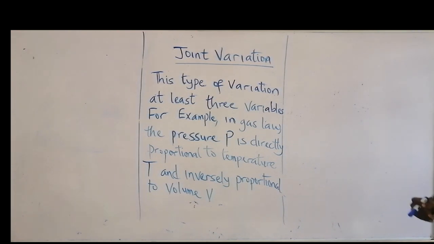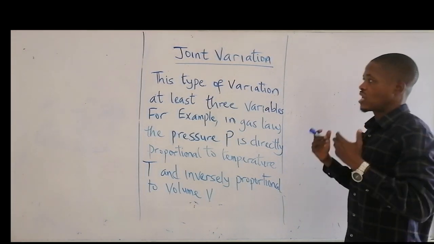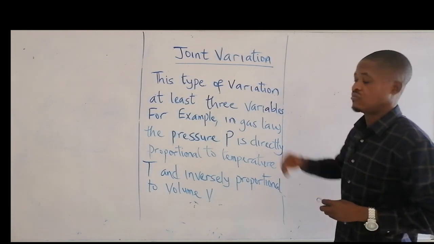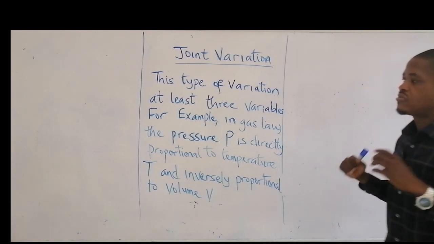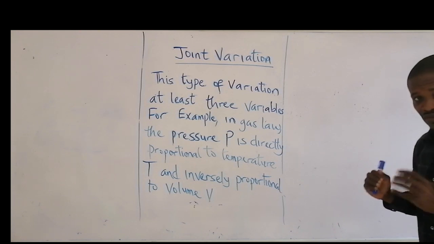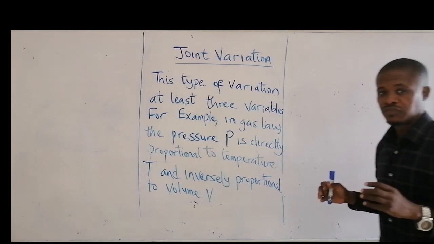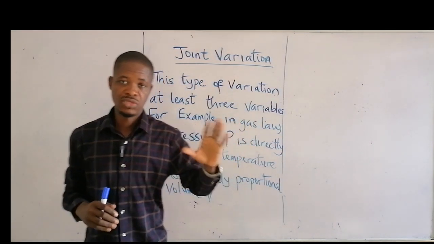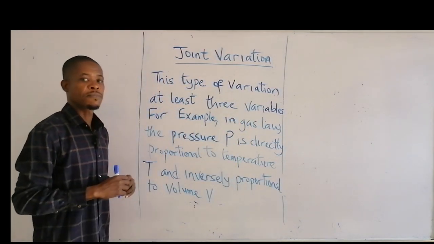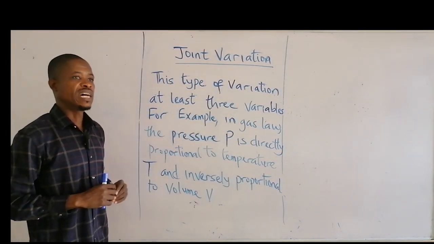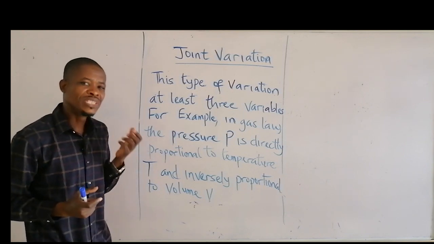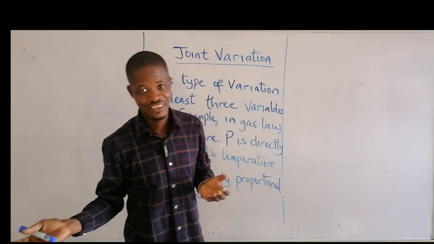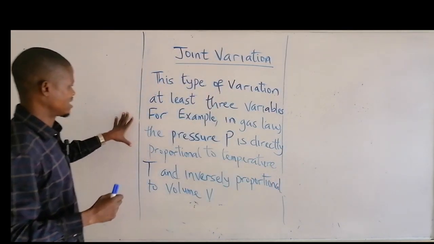Well, welcome back. We are still on variation, and we are looking at the third type of variation, which is joint variation. This type of variation involves at least three variables. Not only that, it also involves a combination of direct and inverse variation. So let's look at the example here.